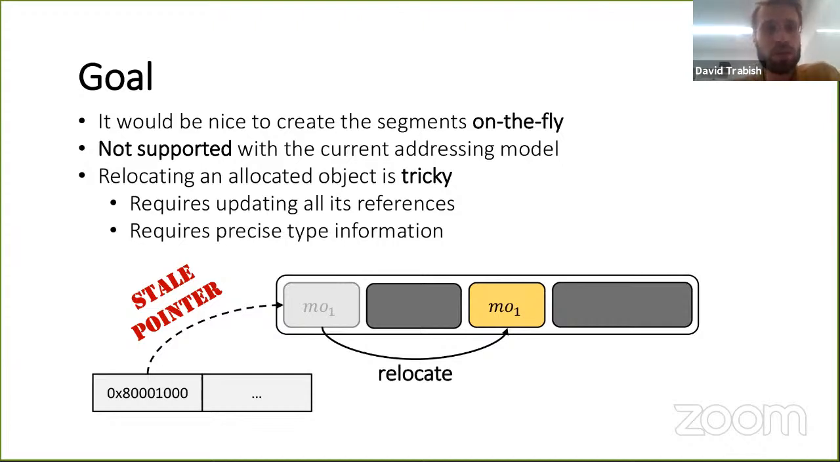To reallocate an object which is already allocated, we need to update all its references in memory. Otherwise, we will have stale pointers. And to do so correctly, we need precise typing information to distinguish between integer and pointer values, and such type information is not always available, especially in programming languages like C.